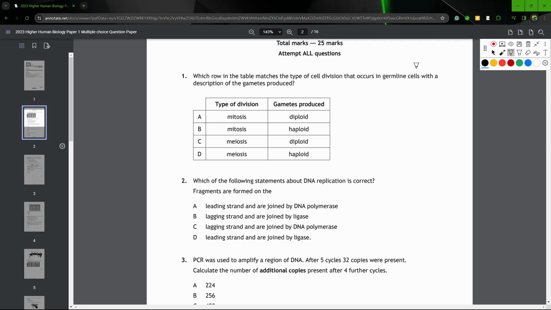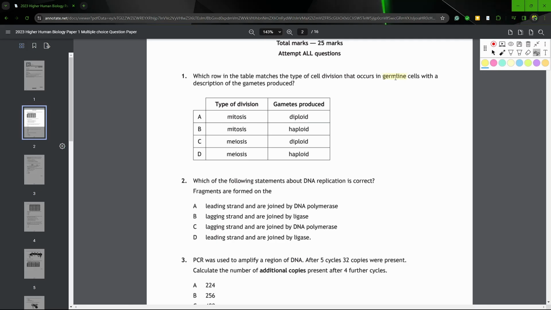So, question number one. Which row in the table matches the type of cell division that occurs in germline cells? Maybe you might want to highlight keywords like germline, with a description of the gametes produced. So we've got these options here.